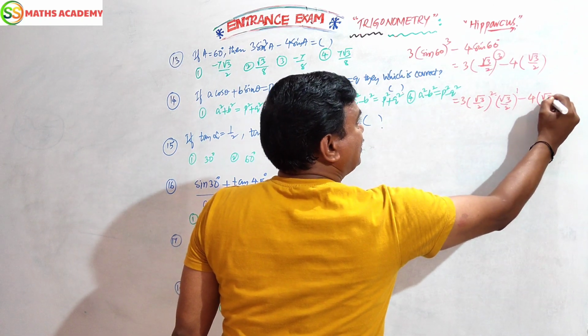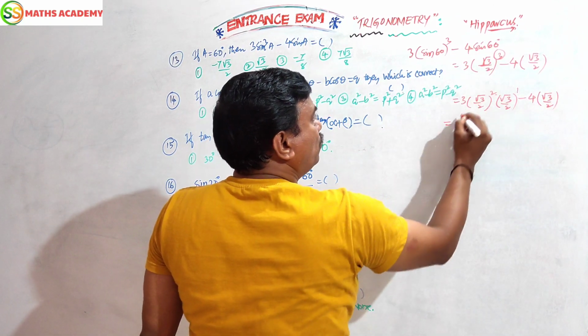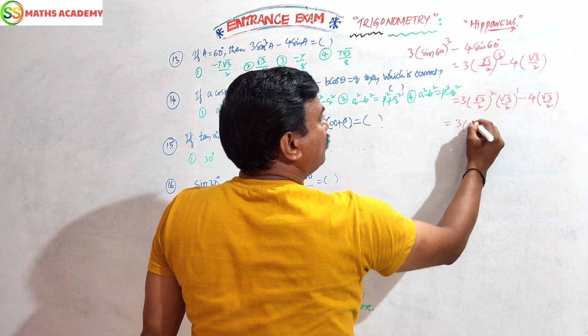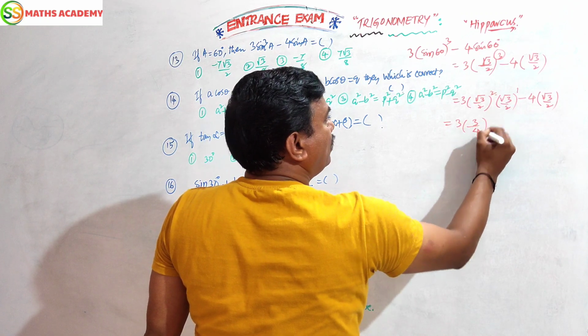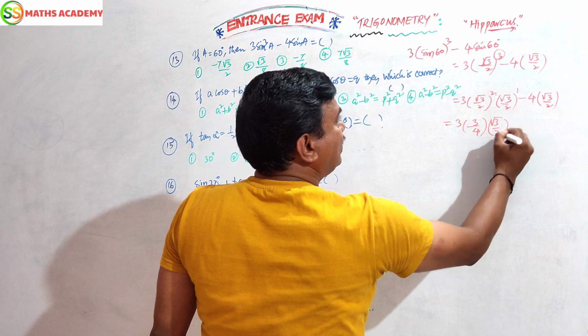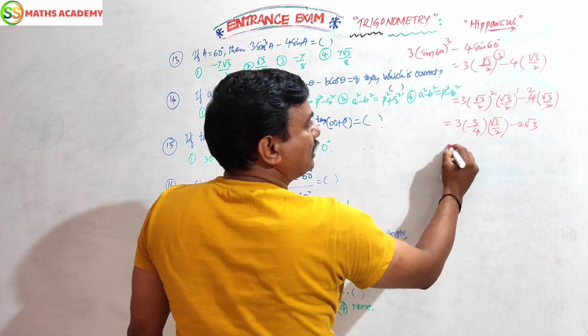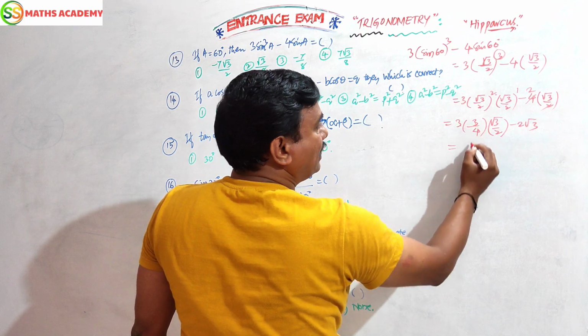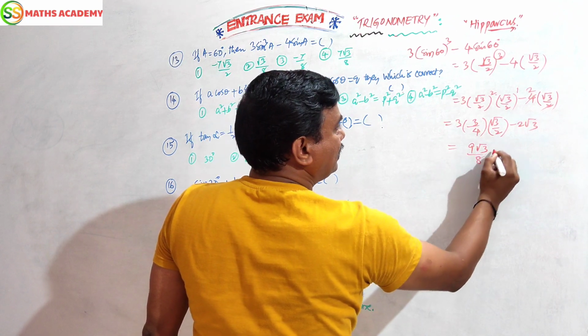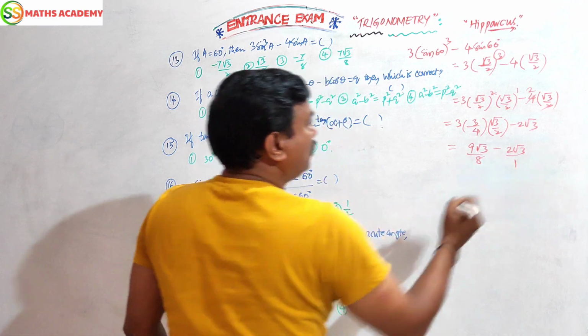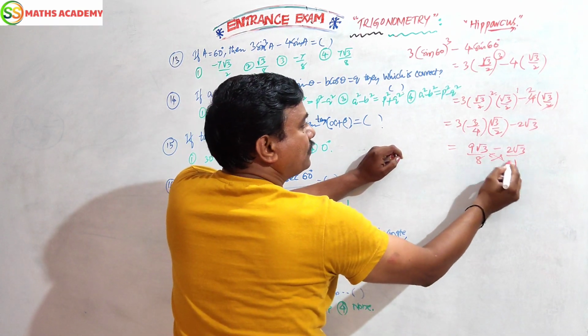Now I have to split it. This is the technique you should follow. Here, 3: root 3 whole square is 3. 2 square is 4. Now root 3 by 2, I see, right? 2 1s are 2, 2 2s are 4, so 2 root 3. Now, children, 3 3s are 9, so 9 root 3 by 8, minus 2 root 3. Now do the cross multiplication.